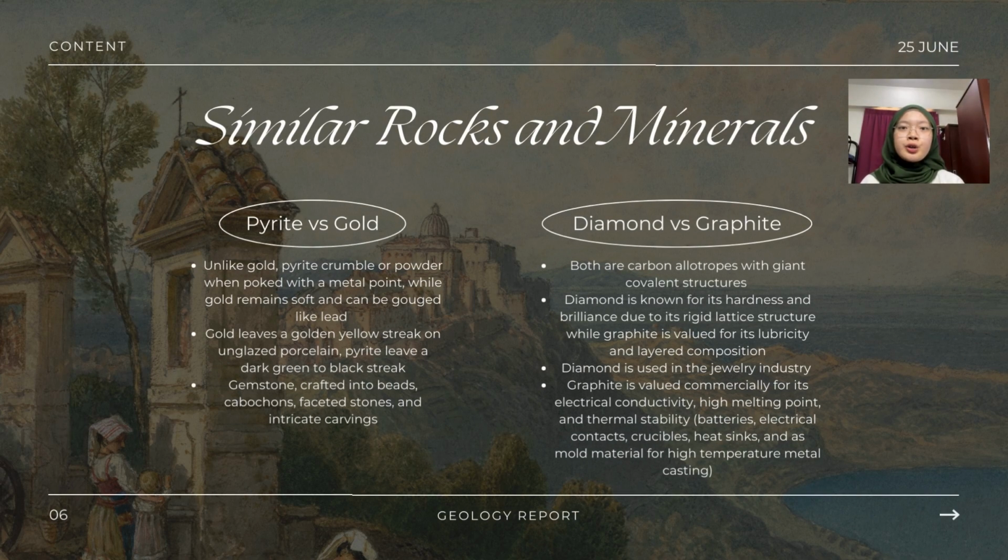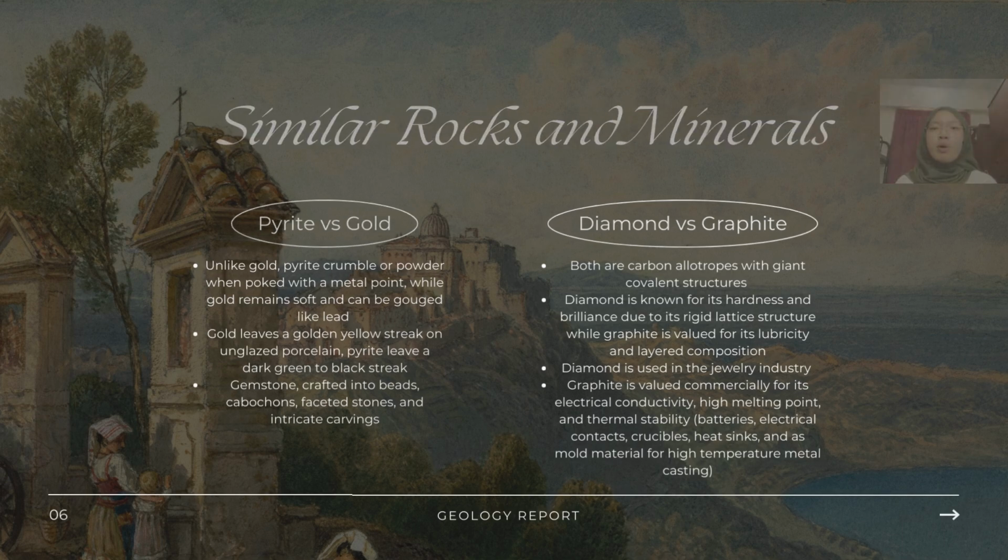Diamond and graphite are carbon allotropes with giant covalent structures. Diamond is prized for its hardness and brilliance, making it popular in jewelry. Graphite is known for its lubricity and layered composition and is widely used for its electrical conductivity, high melting point, and thermal stability in applications like batteries, electrical contacts, and high temperature metal casting molds.